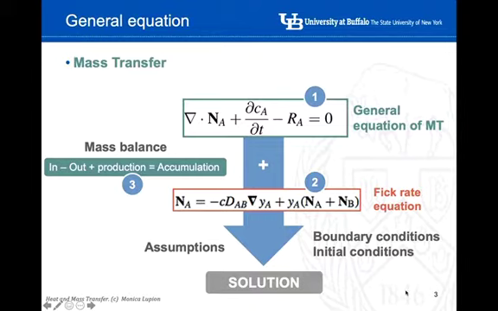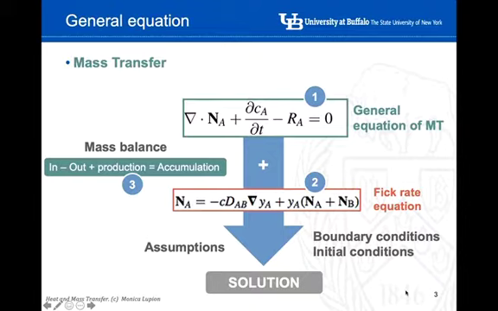If you recall from previous classes, there are two main equations in mass transfer. One, the general equation of mass transfer, is labeled here as 1, and it has different elements that we covered, as I mentioned in previous lectures. And the second main equation is the Fick rate equation, which gives us the relationship between the molecular flux of the element A with the diffusion of that element A, which is the first term here, plus the bulk flow, which is the second term in this Fick rate equation.